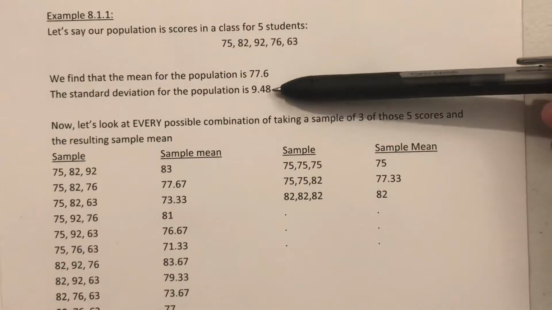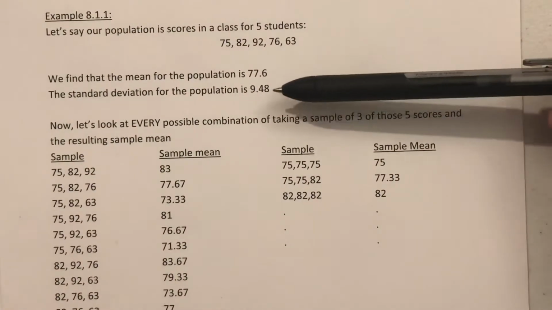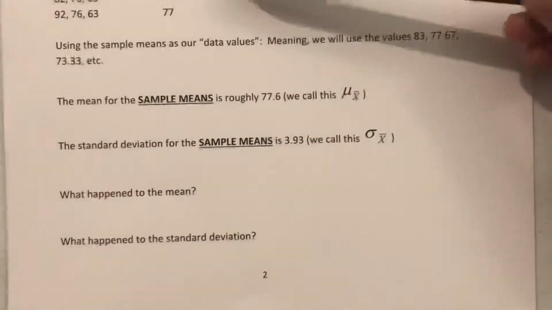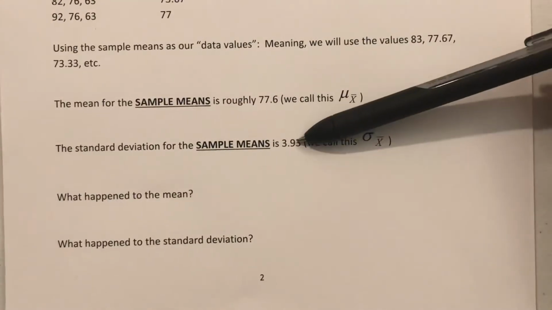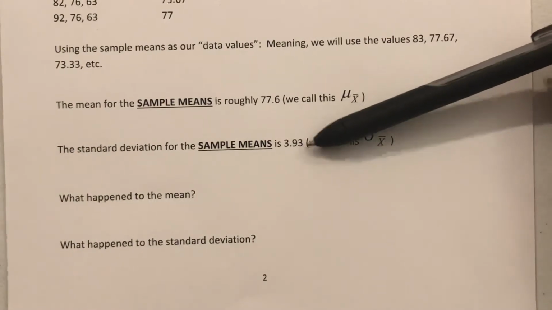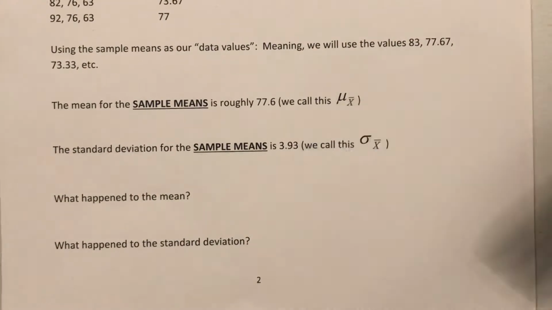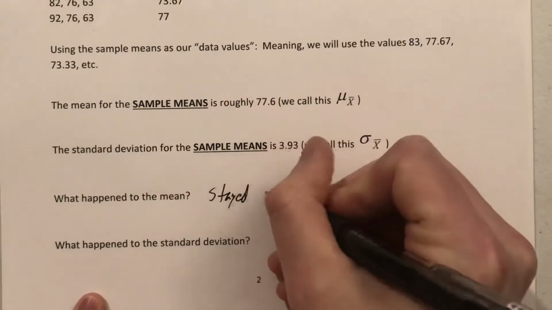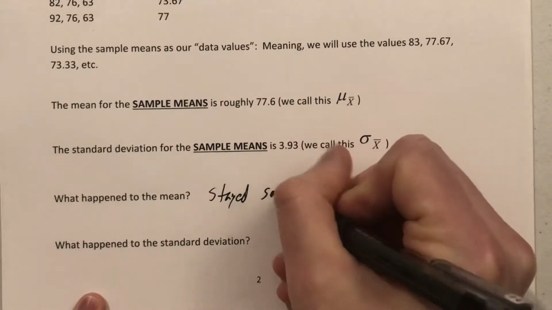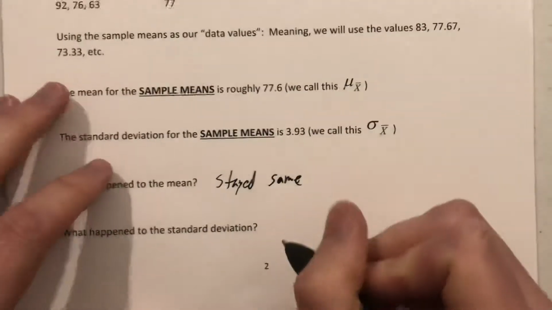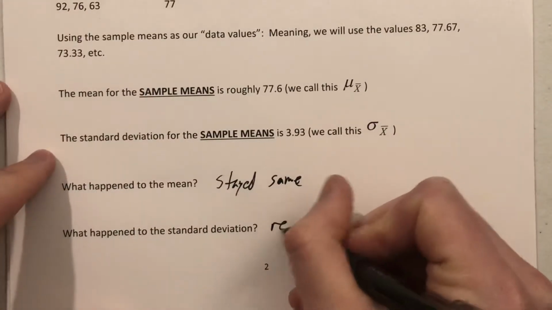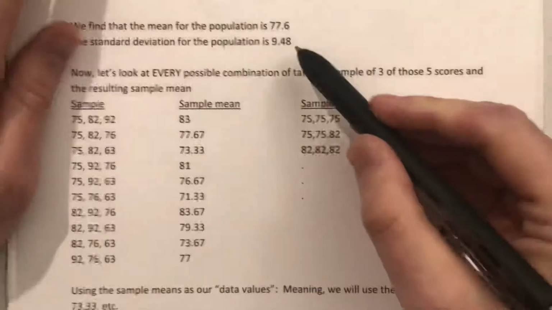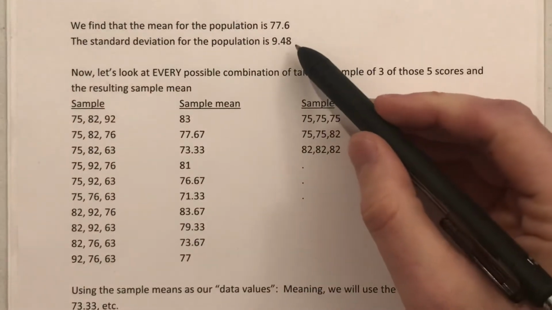But the standard deviation of our population was 9.48, describing the spread of those 5 numbers. The spread of the numbers we get from the sample means, if you calculate it, is actually 3.93, much smaller. So what happened to the mean? It remained the same, right? The mean did not change at all. But the standard deviation was reduced, right? That 3.93 is a much smaller standard deviation than this 9.48.